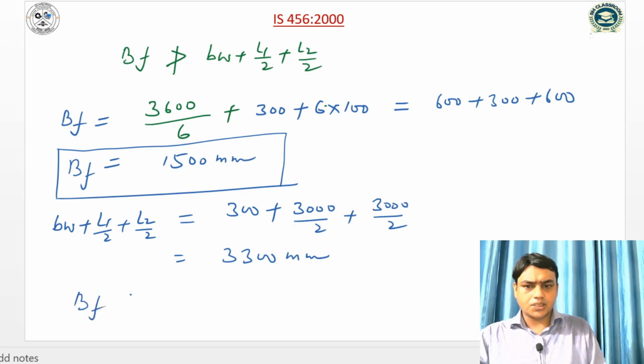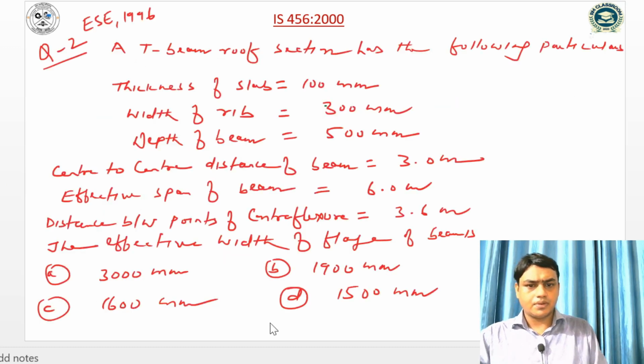So BF is less than 3300 mm, it means okay. So our answer is that the effective width of the flange is 1500 mm. So option D is correct.